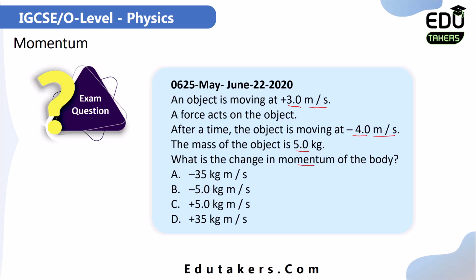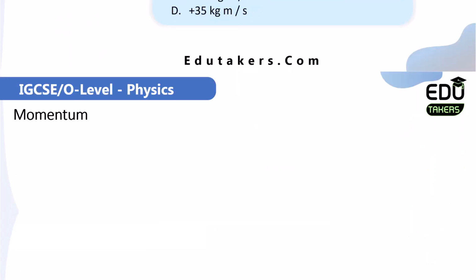Now we see the options. Option A, the momentum is minus 35 kilogram meter per second. B, minus 5.0 kilogram meter per second. C, 5.0 kilogram meter per second. D, 35 kilogram meter per second. Now we will see the solution, answer and explanation.